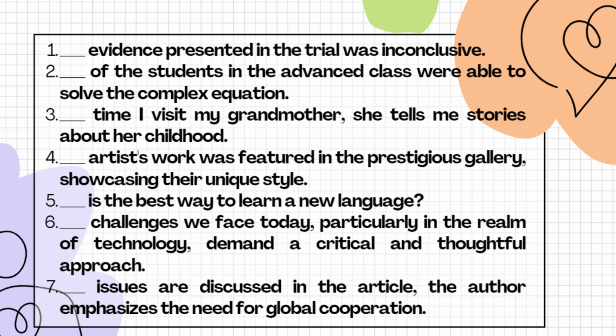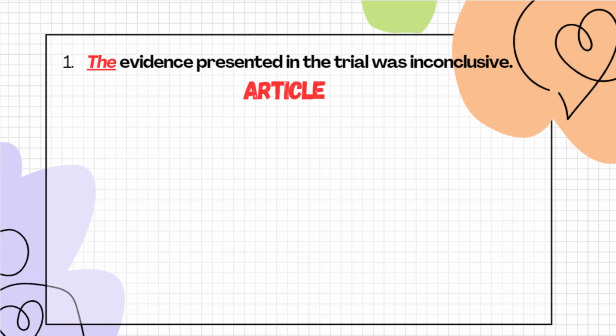Time's up, let's check your answers. Number 1. The evidence presented in the trial was inconclusive. This specifies the evidence discussed in the trial. This is the determiner and it is an example of an article determiner.